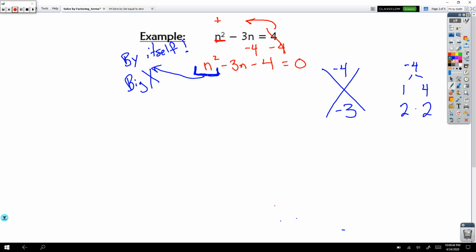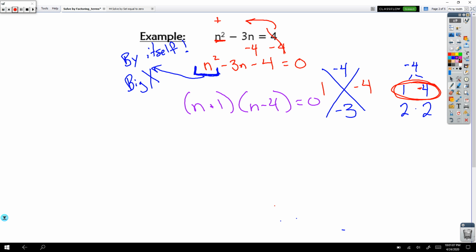So when I look, I see this 1 and 4. That's the only way I can get to 3. But I need it to equal negative 3, so that means that the 4 has to be negative. So I would have 1 and negative 4. So my two factors, n plus 1 and n minus 4.